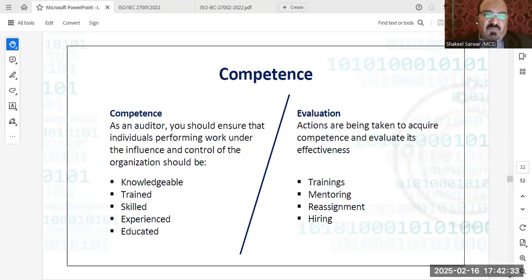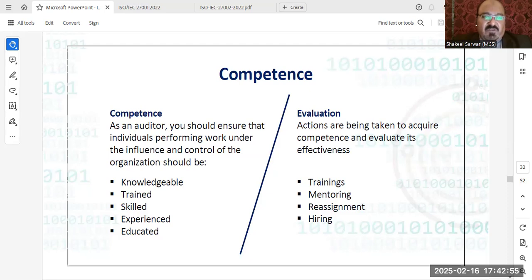The most important resource that is required to establish ISMS is human resource. As an auditor, you should verify if individuals performing work under the influence and control of the organization are competent based on experience, knowledge, training, skills, and education.